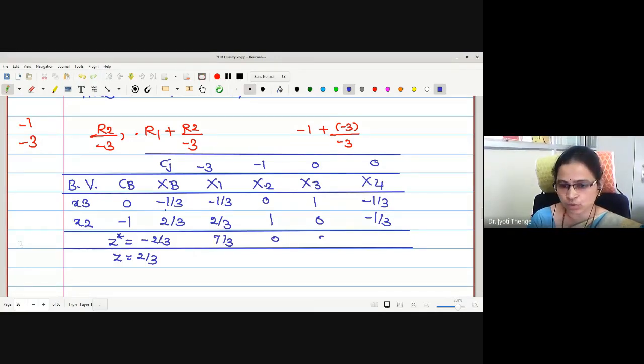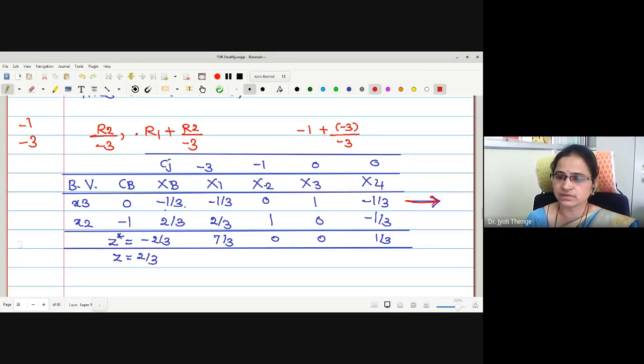For basic variables, no doubt, 0, 0. But for the last, 0 minus 1 by 3 is plus 1 by 3. Again, if we observe all net evaluations are non-negative, it means the solution is optimal, but this is not feasible because this entry is negative. Then what will be my outgoing vector at this stage? Out of the two, we will select minimum XB, that is most negative. We have only one negative, therefore this is going to leave the basis, no?